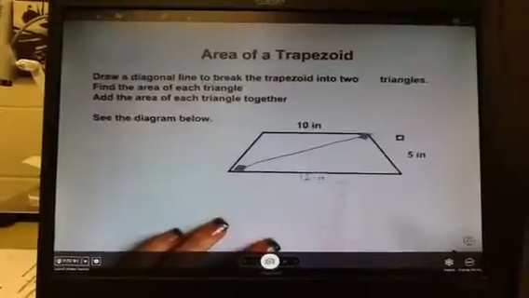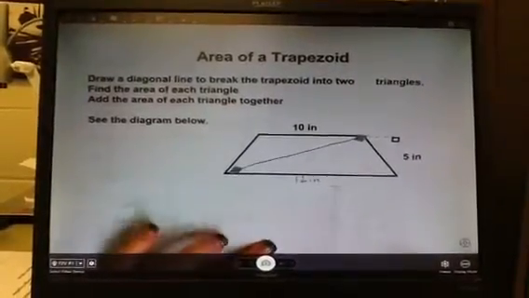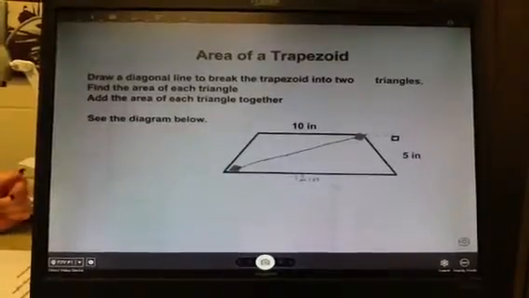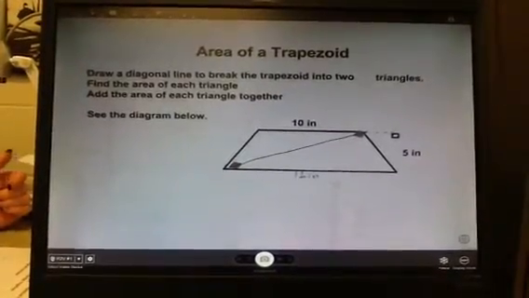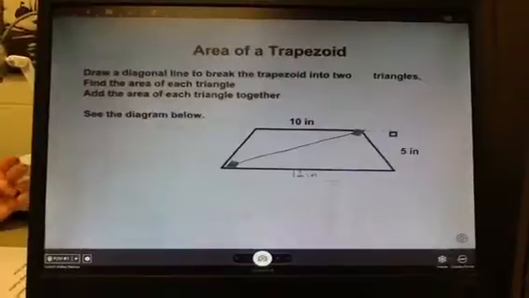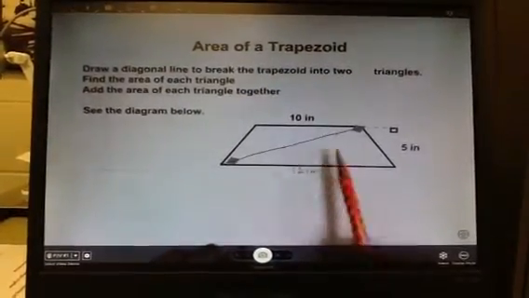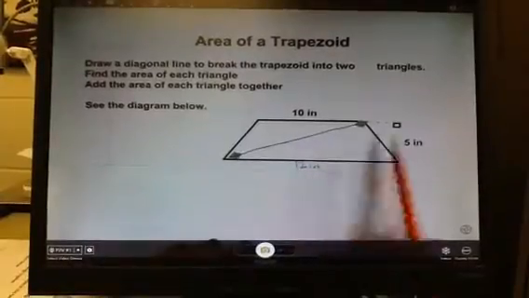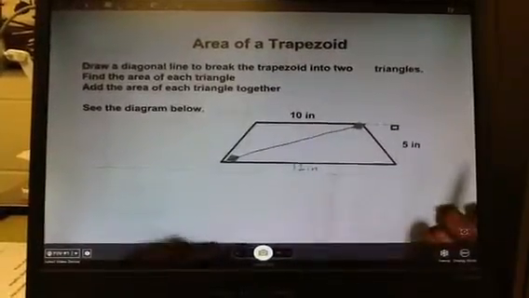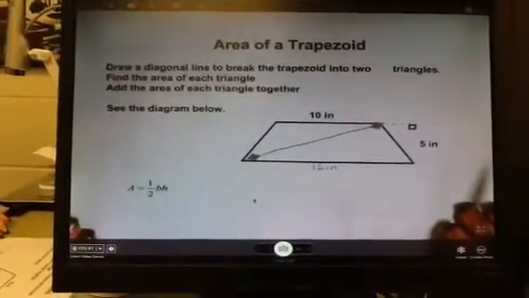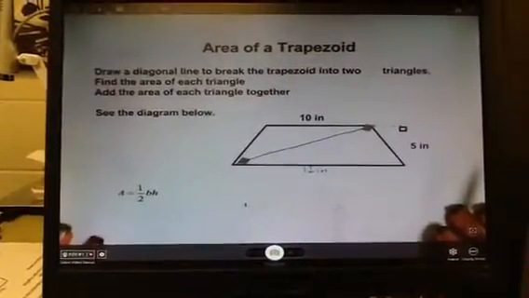So to find the area of this trapezoid, I can find an area two different ways. The first way is to draw a diagonal line to break it into two triangles. Since we already know how to find the area of a triangle, we can find the area of this top triangle and the area of the bottom triangle and add them together to find the area of the entire trapezoid. If we remember the formula for a triangle, it is 1/2 times base times height.